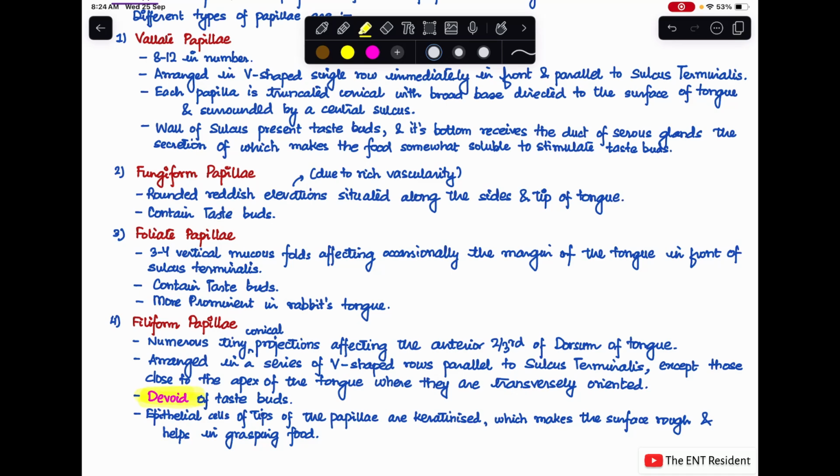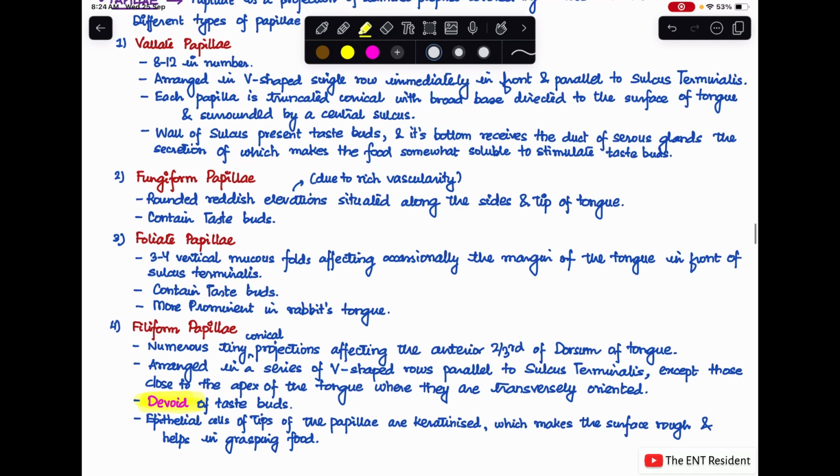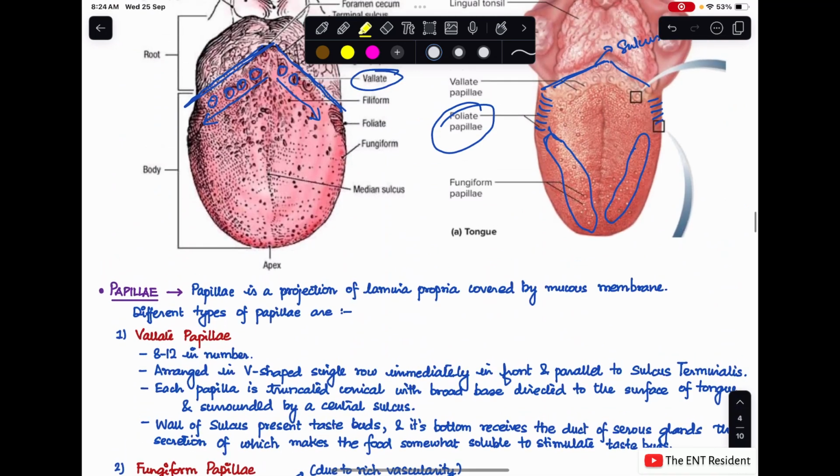The most important point about the filiform papillae is that they are devoid of taste buds. All the other three papillae, the vallate, the fungiform, and the foliate papillae, contain taste buds. Filiform papillae are the only ones which do not contain any taste buds. Another very important feature is that the epithelial cells at the tips of these papillae are keratinized. As a result of the keratinization, it gives that rough feel to the surface of the tongue, which helps you in grasping food.